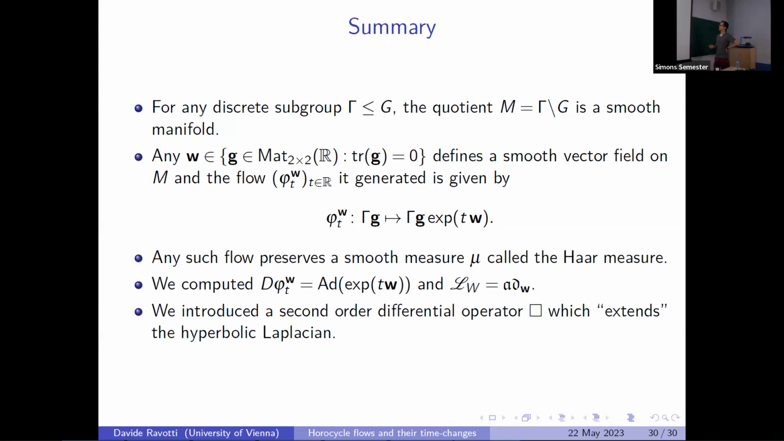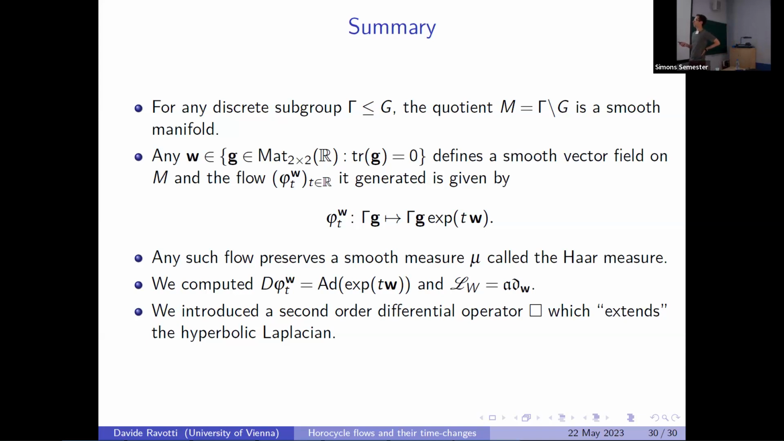We observed that G has the structure of a smooth manifold inherited from R to the 4, and if gamma is a discrete subgroup, then this quotient also has the structure of a smooth manifold. So it's a very good space to look at and try to do dynamics. And what were the flows that we were interested in? Well, the construction was the following.